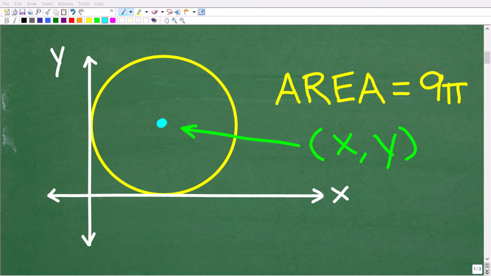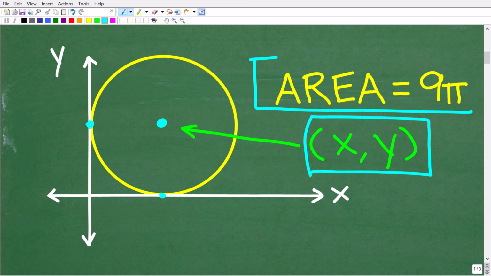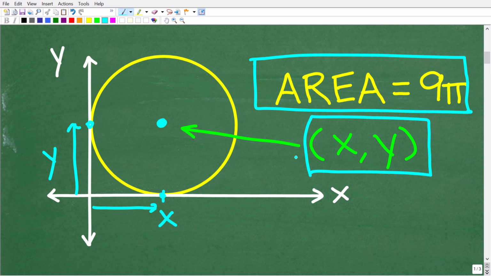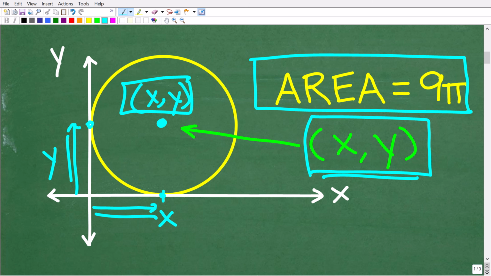The first thing we need to do is come up with a game plan to solve this problem. Once again, we're looking for the center of this circle. What we know is that it's tangent to the x-axis and y-axis, and the area of the circle is 9 pi. What does it mean to have an xy ordered pair? It means we need to find this distance on the x-axis and this distance on the y-axis to find this point xy. This is the information we need to determine the center of the circle.